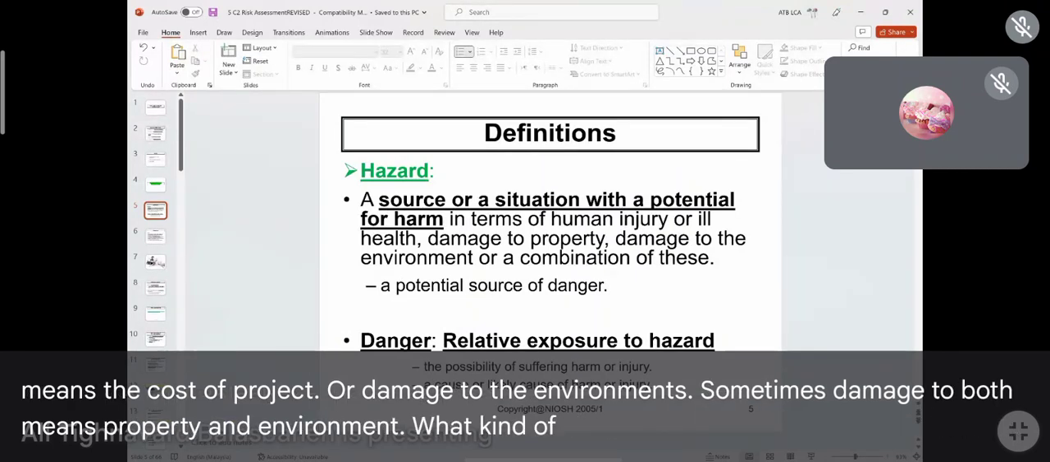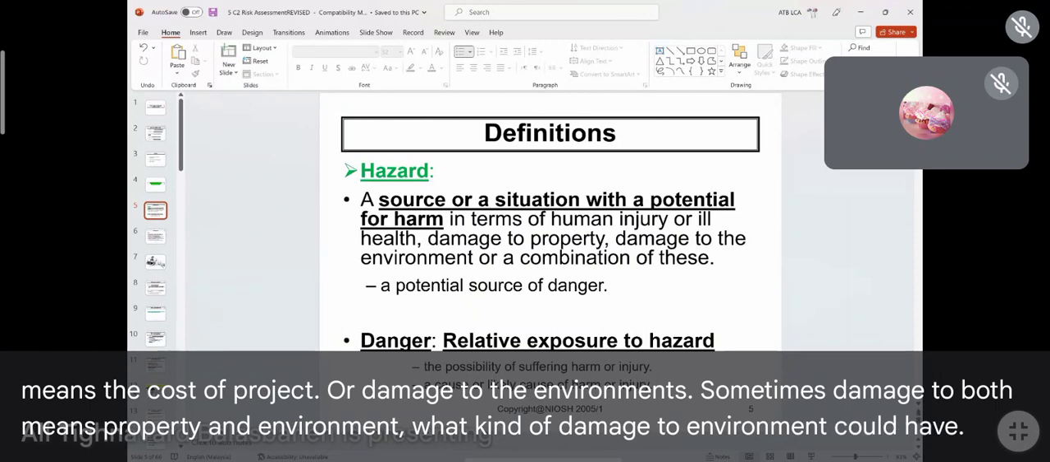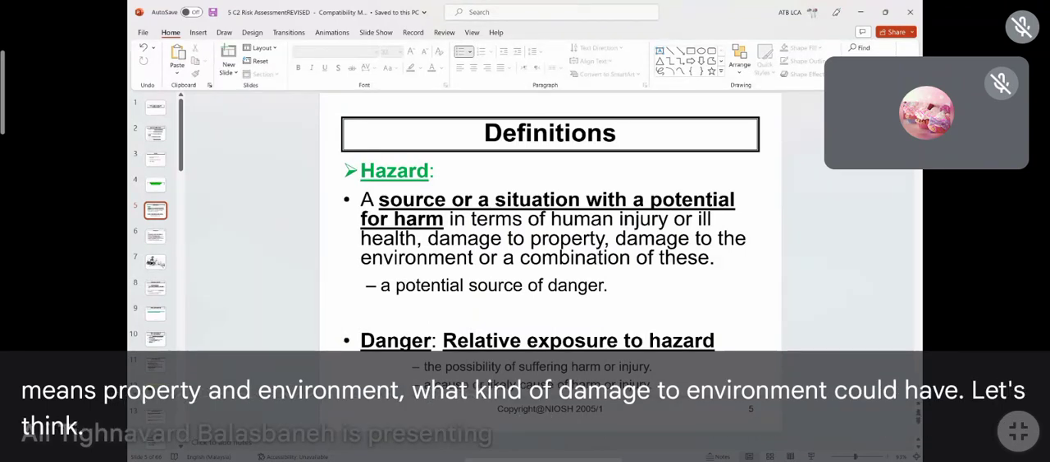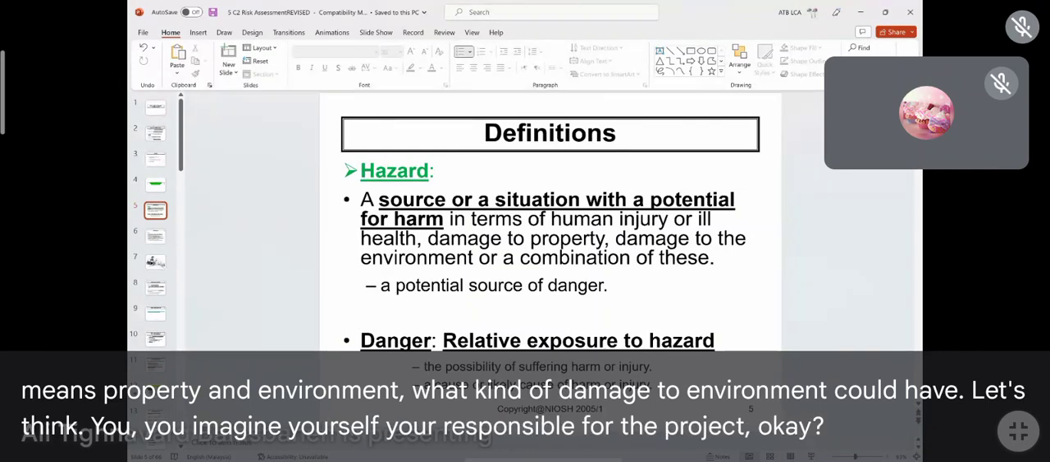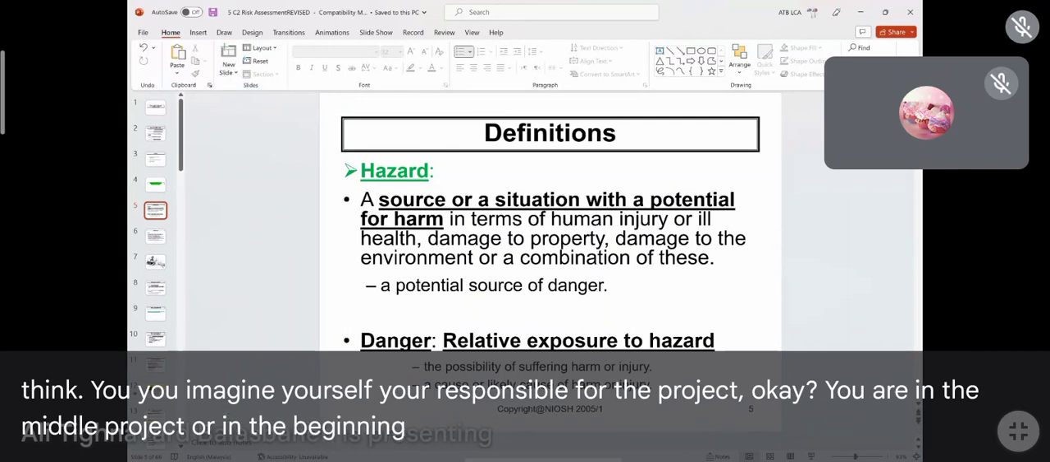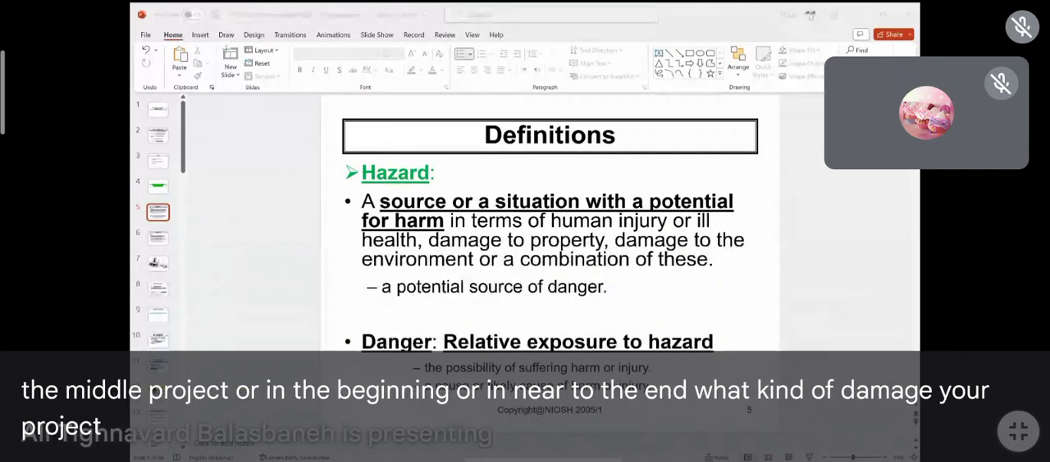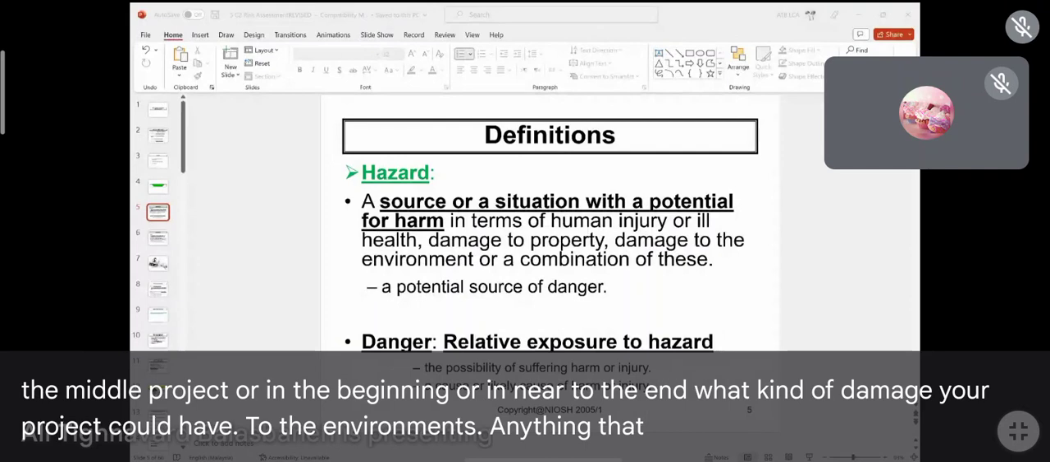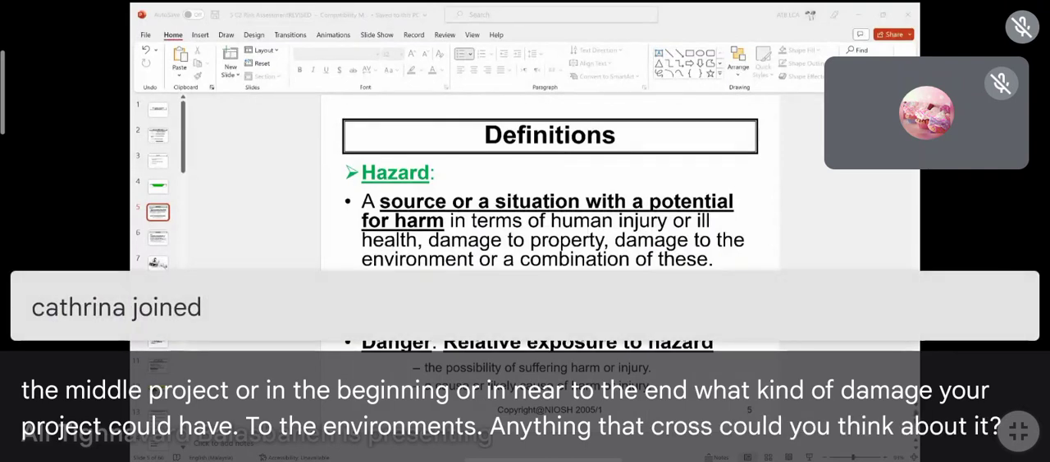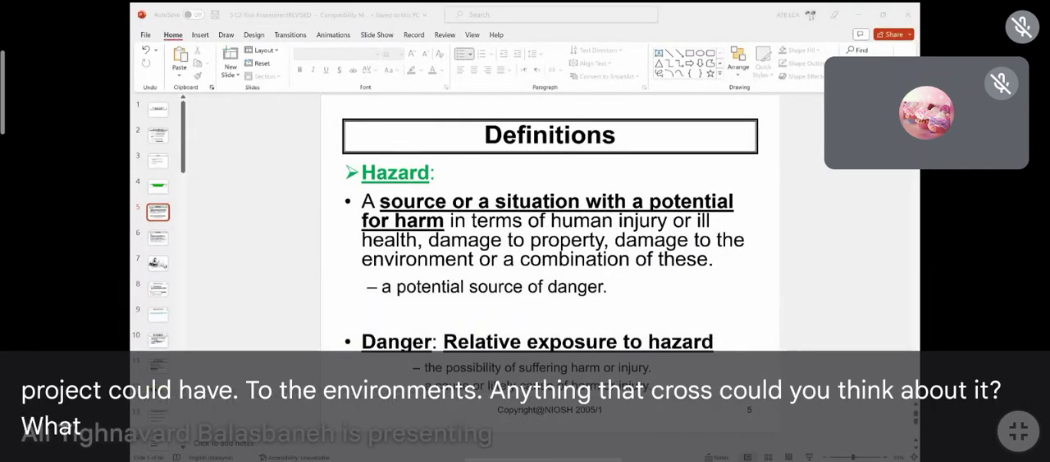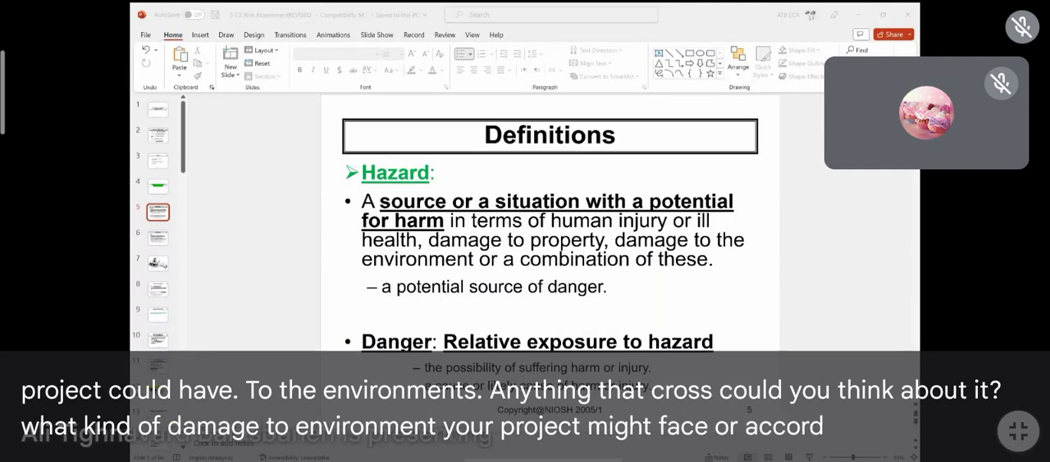What kind of damage to the environment could there be? Let's think. Imagine yourself responsible for the project, okay? You are in the middle of the project, or in the beginning, or near the end. What kind of damage could your project have to the environment? Could you think about anything? What kind of damage to the environment might your project face or cause during the construction?